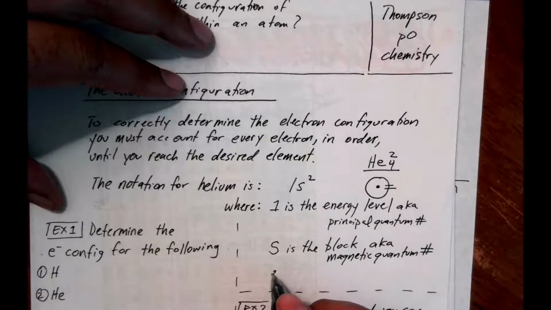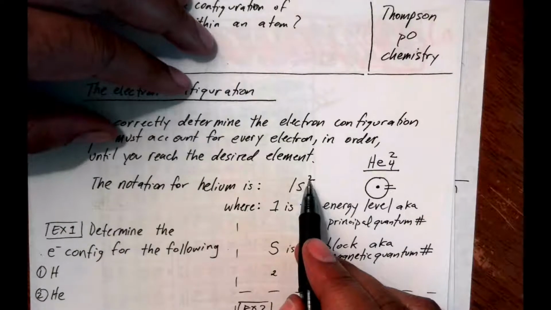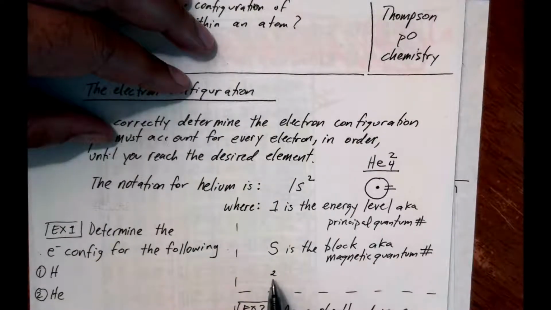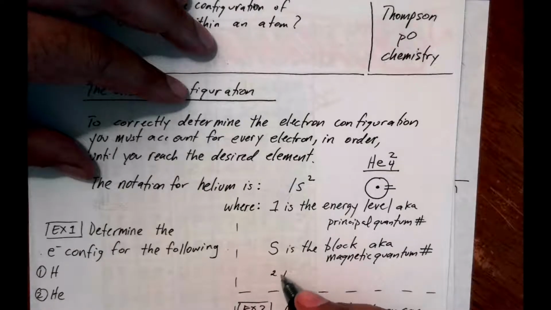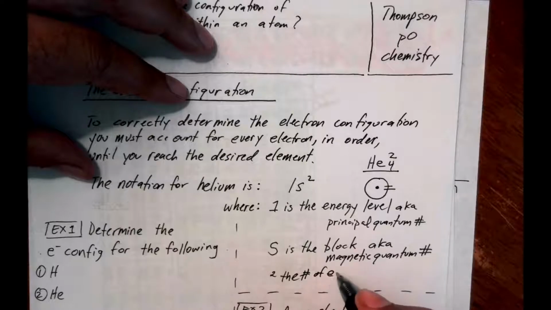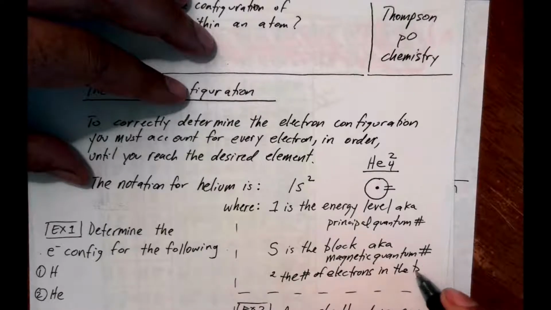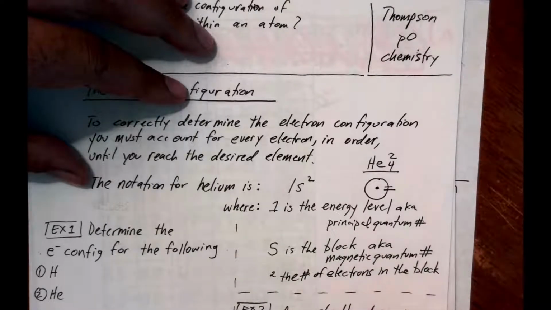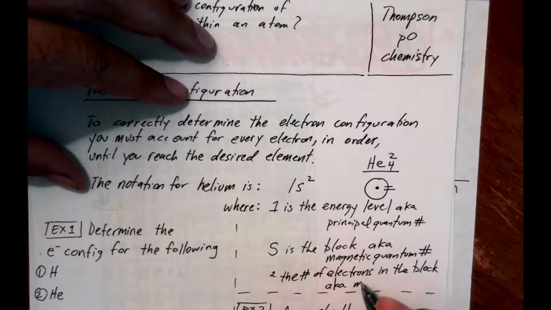And finally, the little 2. Okay, when it's high or up in the up position, we call that superscript. So this is a superscript 2. And this is the number of electrons in the block. Okay, aka magnetic spin number.